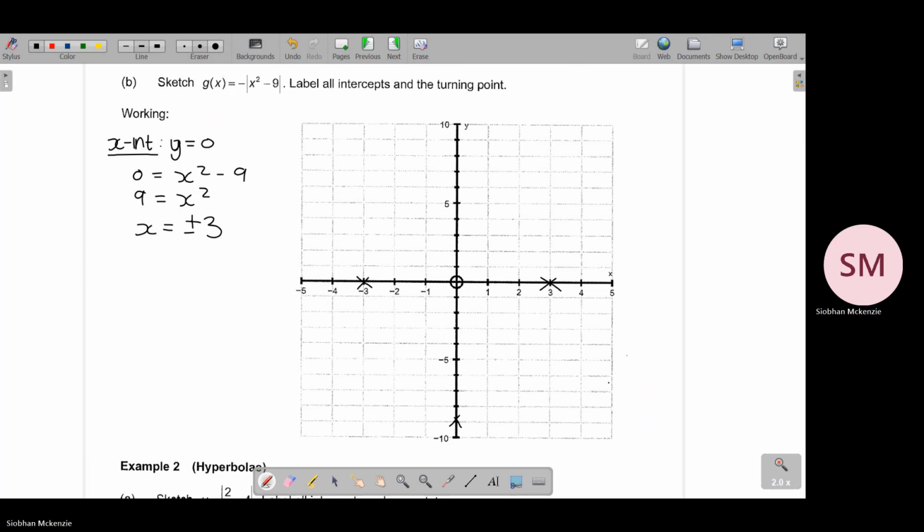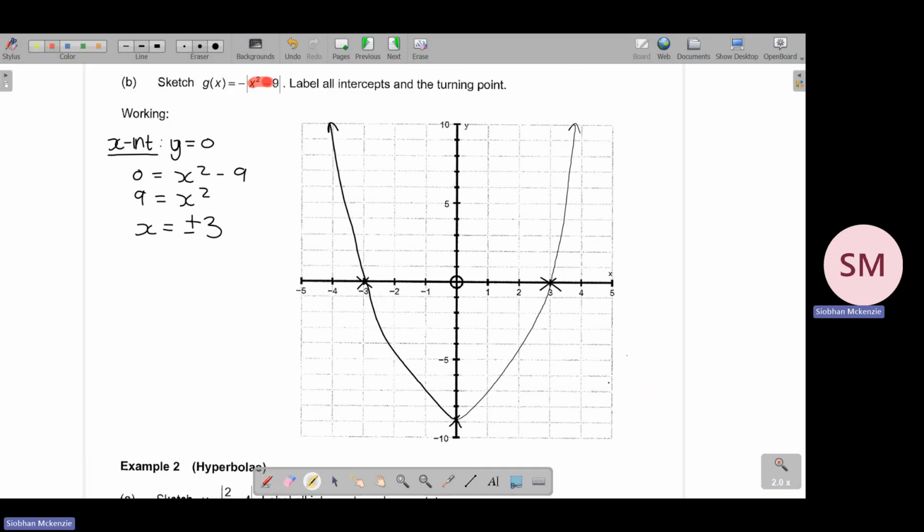So, when we draw this parabola, you are looking at something that looks like this. That is in pencil. That is my sketch. Now, what I want is g of x equals the negative of the absolute value. So let's think about what this means.